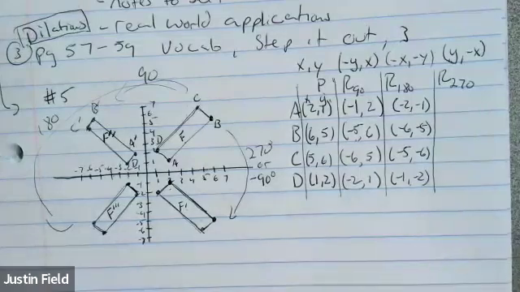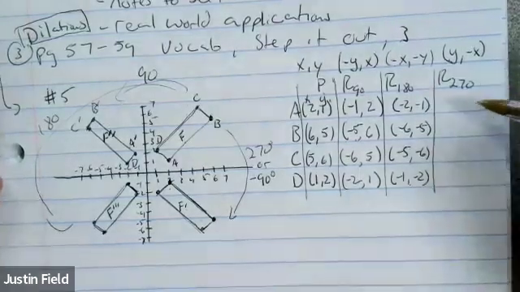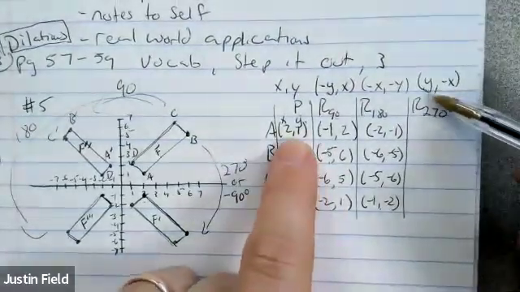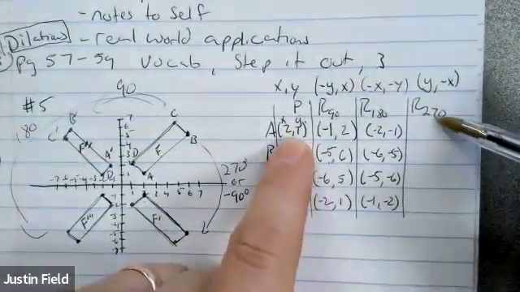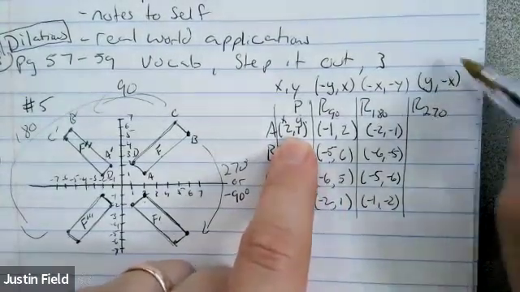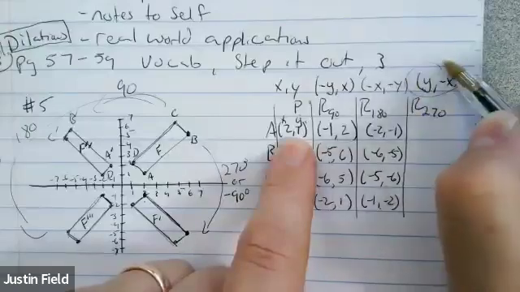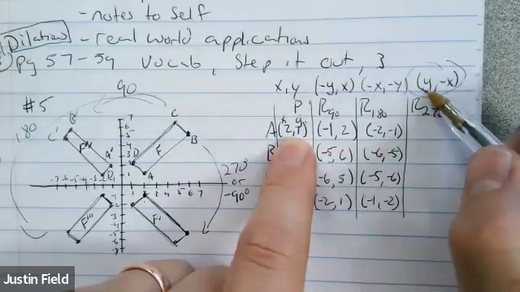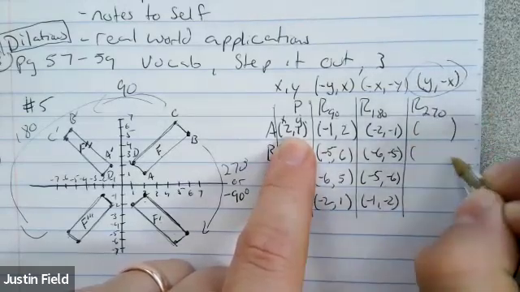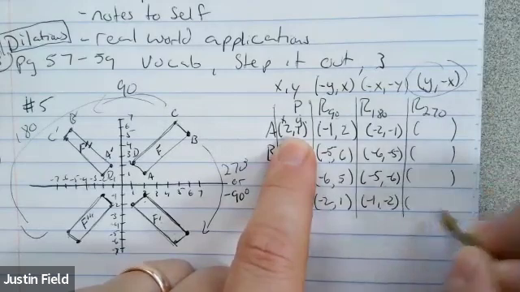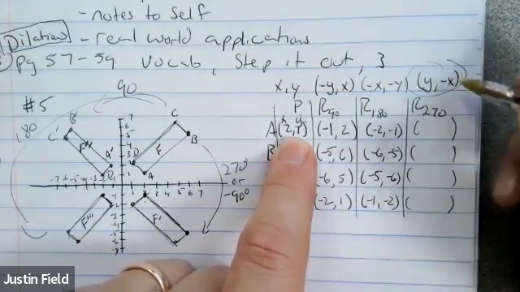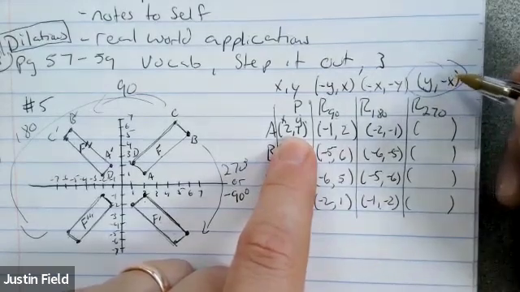All right, so now we've created our fan blade, and then let's just finish our table so that you know how to do a rotation of 270 degrees. Okay, so when you're rotating 270, all the y coordinates become your x coordinates. And the x coordinates become your y coordinates, but actually the opposite of the x coordinates.